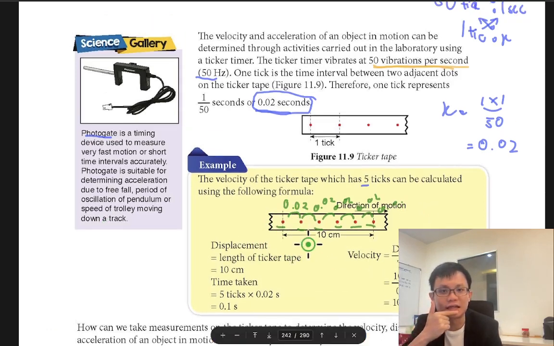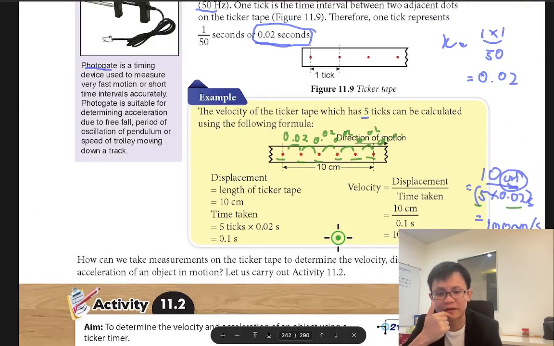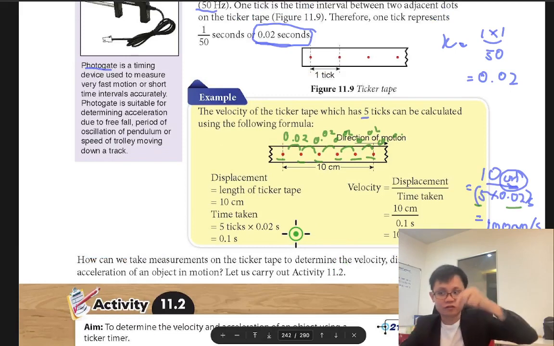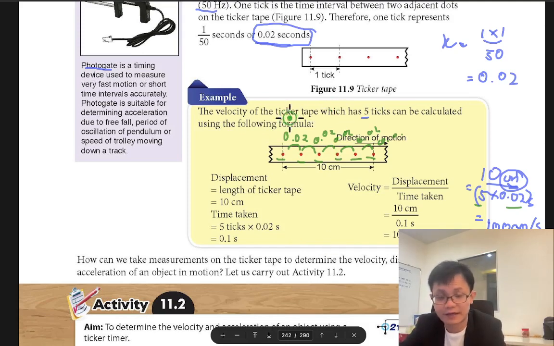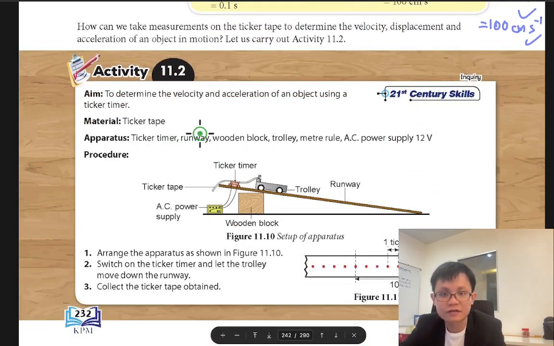Okay, so this is what we call the ticker tape. I don't know whether your school will do this experiment or not. They will put a paper, and the machine will dot, dot, dot on it, very fast, 50 times per second. Depending on the dots, you can get the speed. So these are the things: the ticks and the direction of motion.